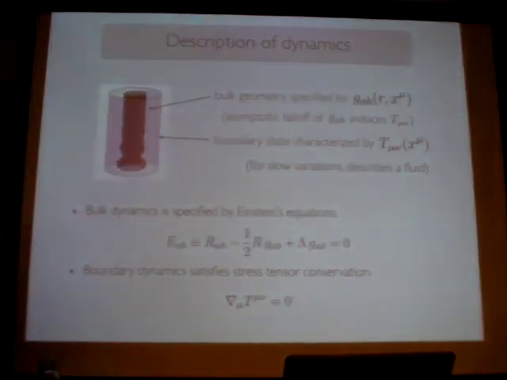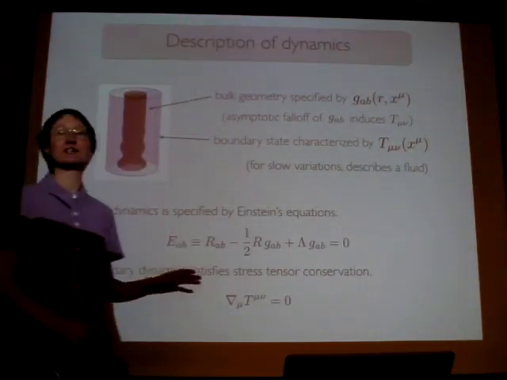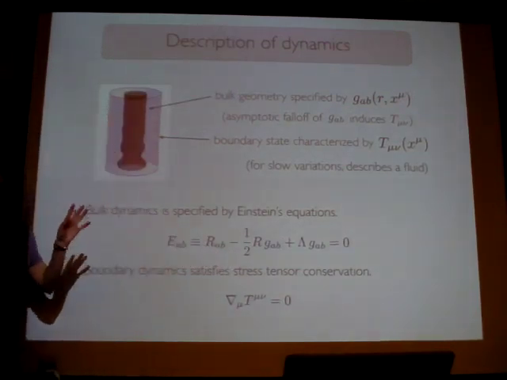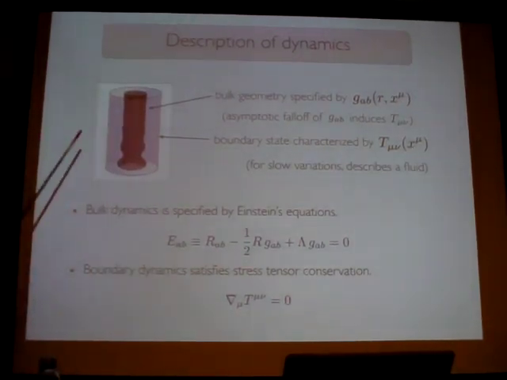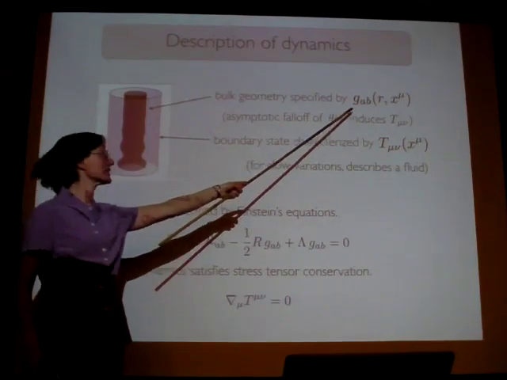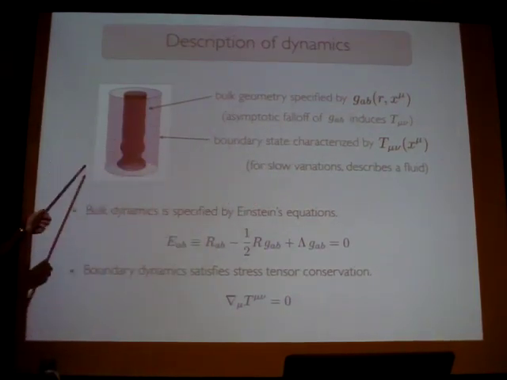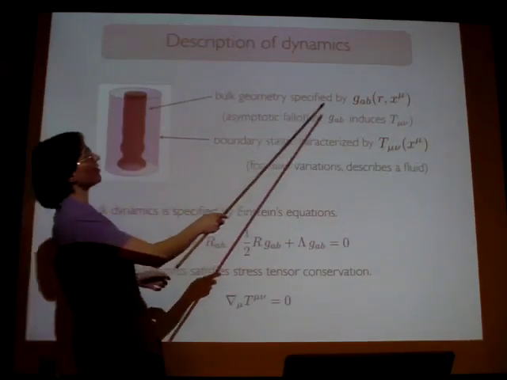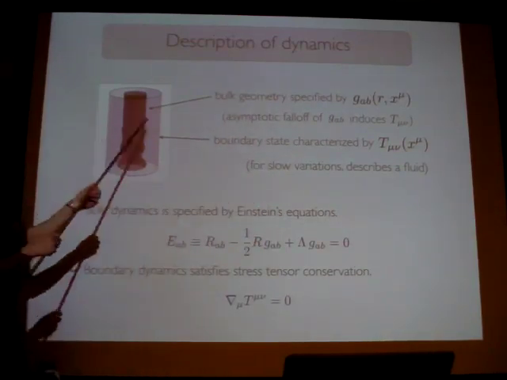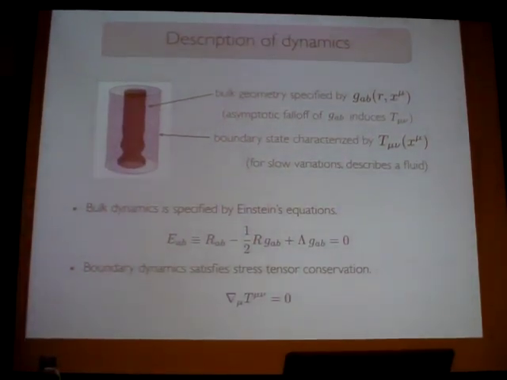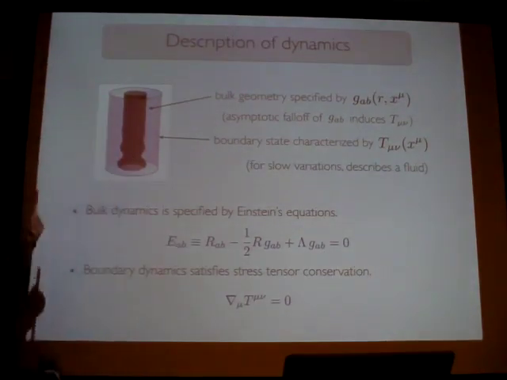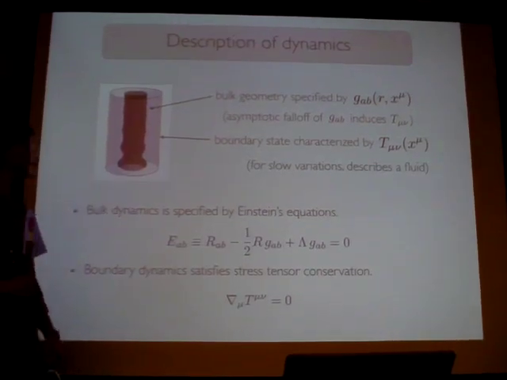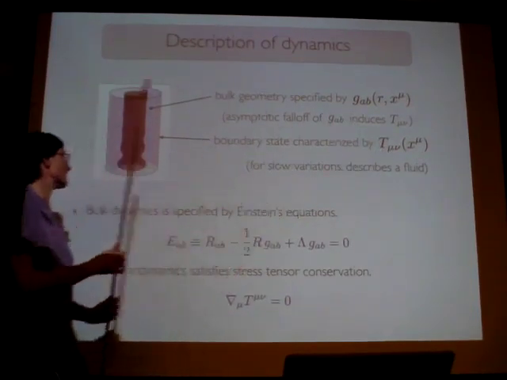So for those of you who are a bit familiar with the notation, let me just quickly mention the mathematical description of all this. The bulk geometry is specified by a bulk metric, G, and the boundary state is characterized by the stress energy momentum tensor, T, which can be read off from the asymptotic falloff of this metric. Now, if you have a state where the variations in the spatial and temporal directions are sufficiently slow, such a state describes a fluid. All right, so this will be some fluid stress tensor.